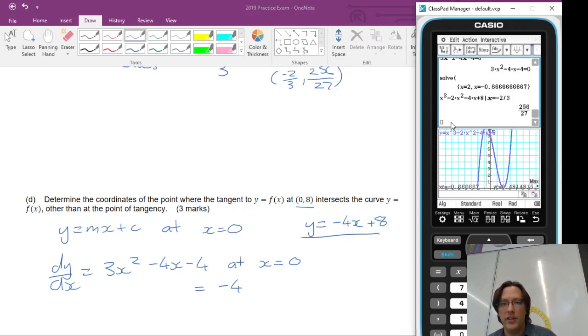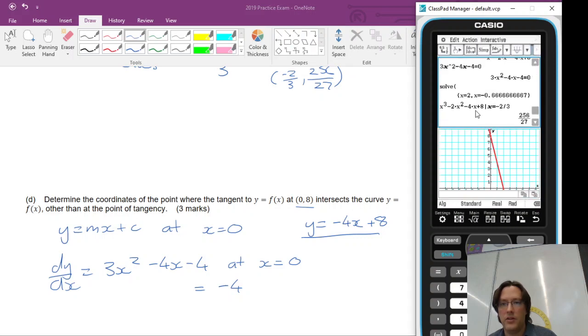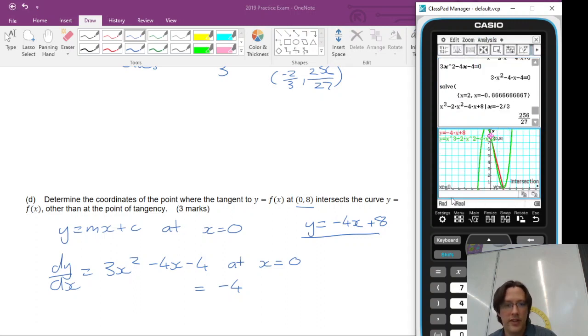So the way that I would do this is just do negative 4x plus 8. Throw that in there. Oh, I've lost my other equation. Let's throw that one in there too. There we are. Intersection. There's just the one and there's the other one. And that's at (2, 0) by the looks of it.